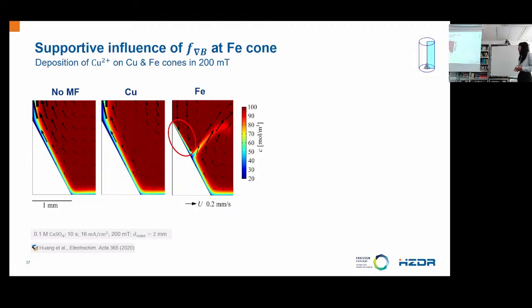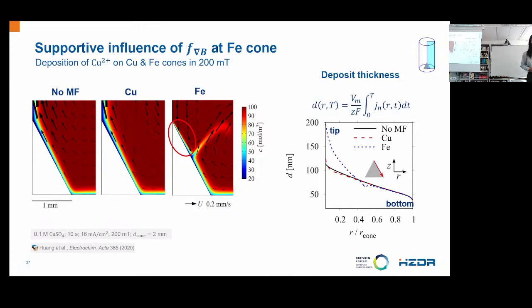For the iron, due to the additional magnetic gradient force, we get a downward flow from the bulk towards the upper part of the cone, which is counteracting the upward buoyancy developing from the bottom of the cone. And this counteraction results in a jet-like flow leaving from the surface. We see in the red circled region that the concentration boundary layer is very thin because of this downward flow, and high concentration gradients and enhanced mass transport can be expected.